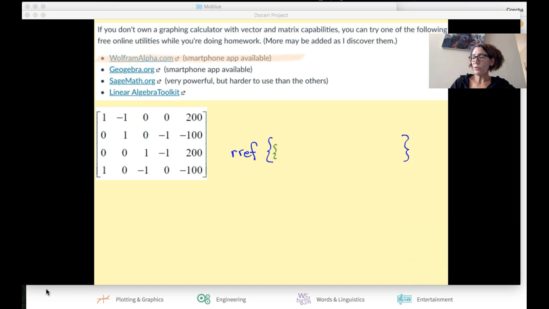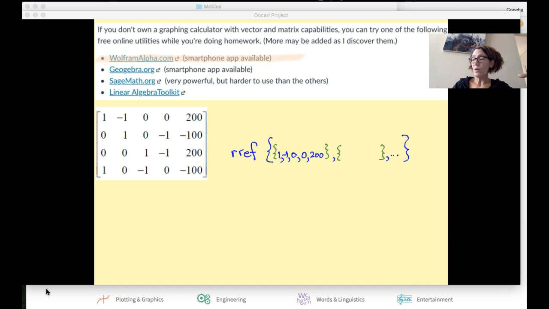To type in a matrix, you use curly brackets for the matrix, and then each row is going to be another set. However many rows your matrix has, you use curly brackets for each row, and each entry in the row has to be separated by commas. So the first row in this matrix is 1, -1, 0, 0, 200. I had to list them in set notation with commas.